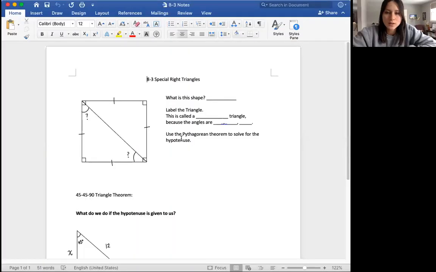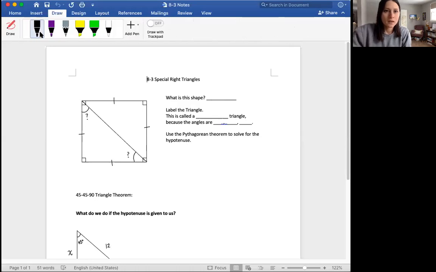Hello, this is part one of chapter 8, lesson 3. So, what we're going to take a look at with this lesson is some special right triangles. And so, today we're going to take a look at our first one. Our first one comes from this shape.